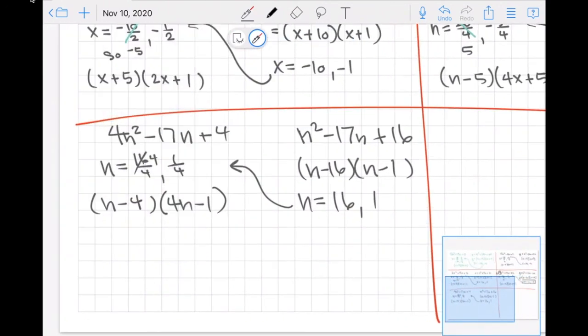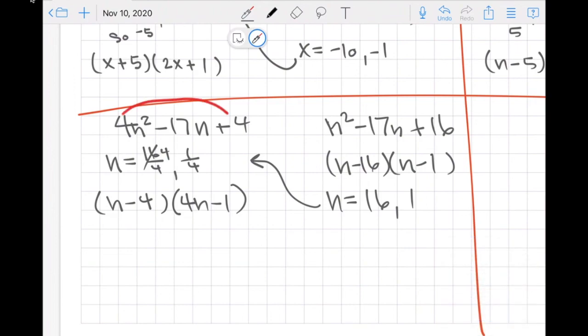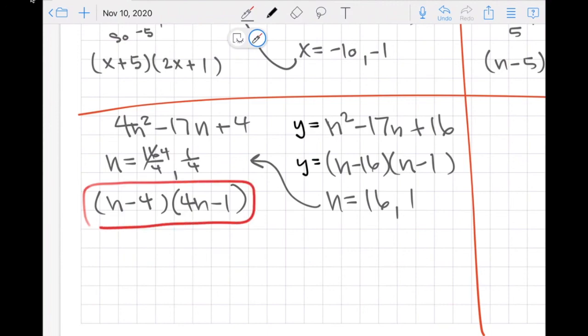And finally, one more. If we multiply 4 and 4, we get 16. So we've got this related trinomial. Go ahead and set it equal to y. And if we factor it, we get those factors. And from the factors, we find the solutions. We know that this one, if we did the related quadratic function, the solutions would be 1/4 of these solutions. So 16 divided by 4 gives us 4. And 1 divided by 4 is not simplifiable, but we can use those solutions to back up and find the factors.